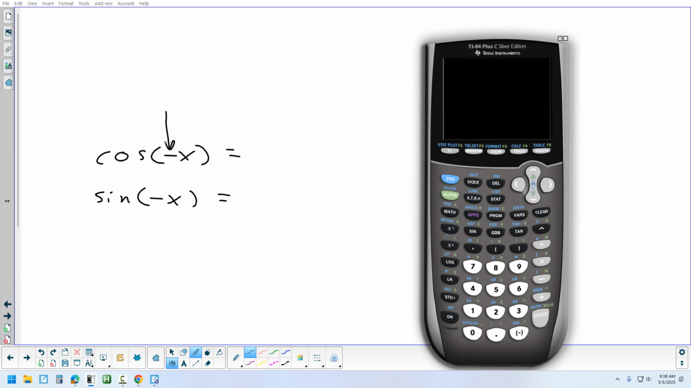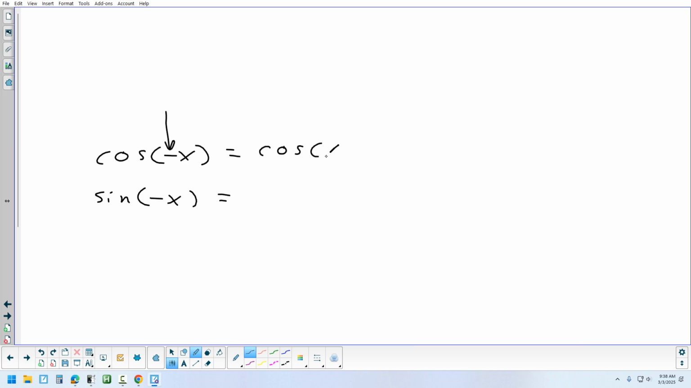Isn't cosine symmetric, so you can just get rid of the negative sign? Exactly, perfect. Cosine is symmetric over the y-axis. Because there's a line of symmetry on the y-axis, reflecting it horizontally does nothing to the cosine graph. So when you have a negative inside cosine, you can just get rid of it. Try it on the calculator. Try the cosine of negative 10, try the cosine of positive 10. You're going to get the same answer.